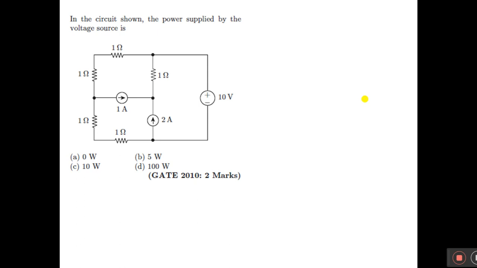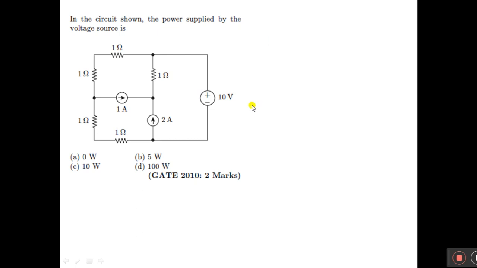Next one. In the circuit shown, the power supplied by the voltage source is: option A 0 watt, option B 5 watt, option C 10 watt, option D 100 watt. This question was asked in GATE 2010, 2 marks. They are asking for the power supplied by the voltage source. This is the voltage source. So we need to calculate how much power is supplied by the voltage source. We can use any formula, P equal to V square by R. For that we need the current also.